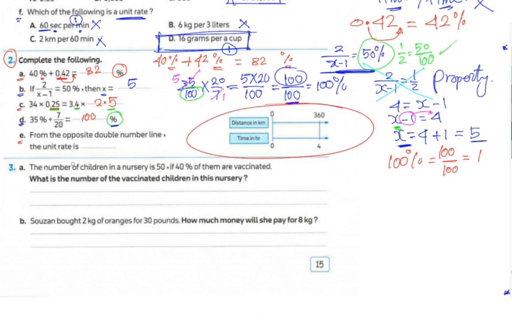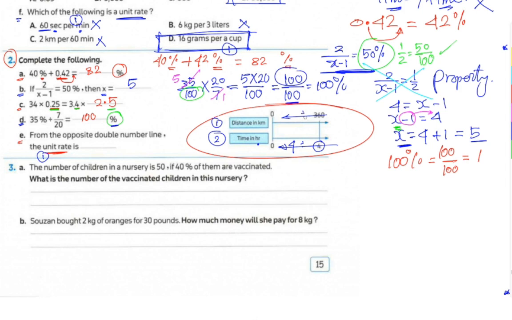Find the unit rate. Don't forget, in a unit rate the second term must be 1. Where is the second term? That's the first term and the second term. The second term is time in hours. I need it as 1, but I have 4. Unit rate must be 1. So to make 4 become 1, I must divide it by 4. 4 over 4, sorry.